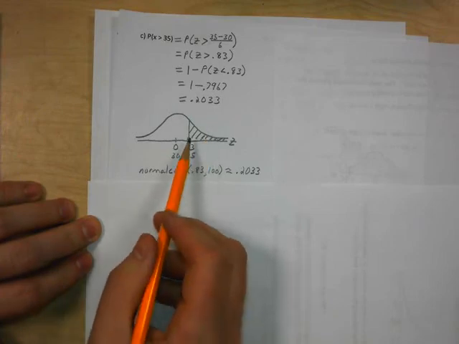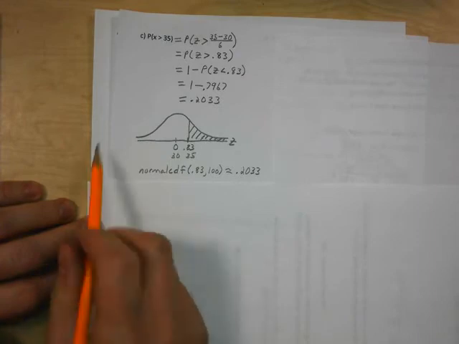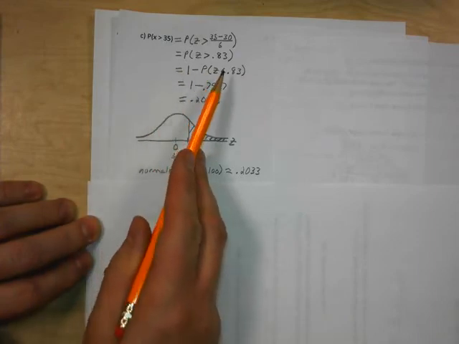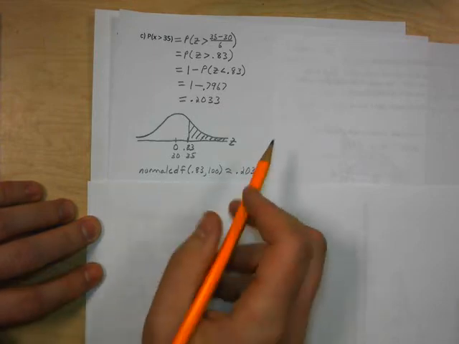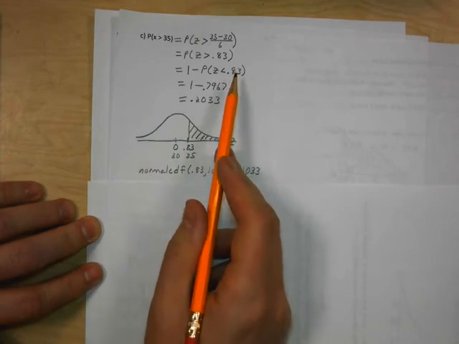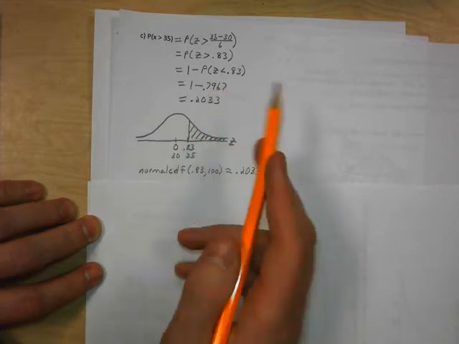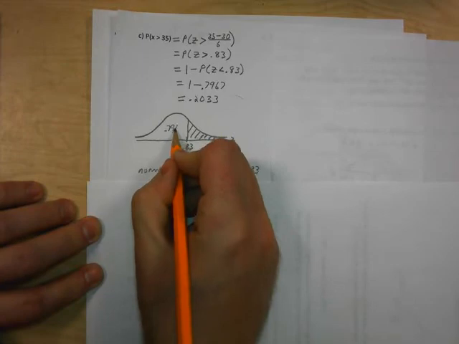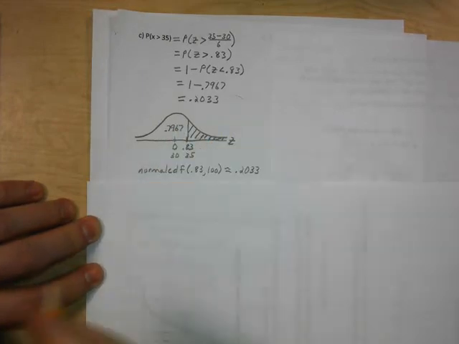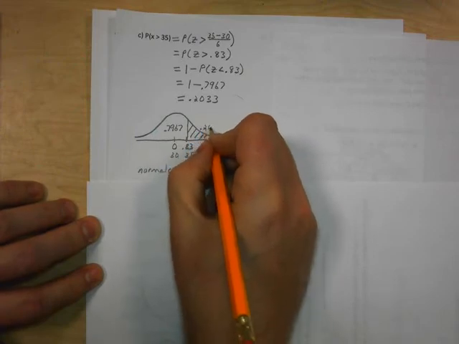Well, when you look up the area, that finds the area to the left. So that means you have to use the complement, or 1 minus the probability that z is less than positive 0.83. Okay, so we look up 0.83 as the z-score. That gives us the area 0.7967 to its left. And again, what that area represents is the area over here is 0.7967. So the area to the right is 1 minus that, which is 0.2033.